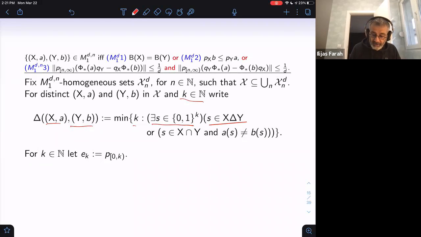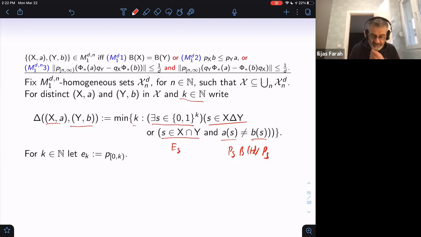Or, second possibility, that same S belongs to the intersection of X and Y. However, A of S and B of S are distinct. Remember, this S really gives you E sub S, and A of S and B of S are two projections in this matrix algebra. And even less than that, they actually belong to this finite set, this discretization, so that they're different. So this is what I think of as XA and YB disagreeing for the first time.